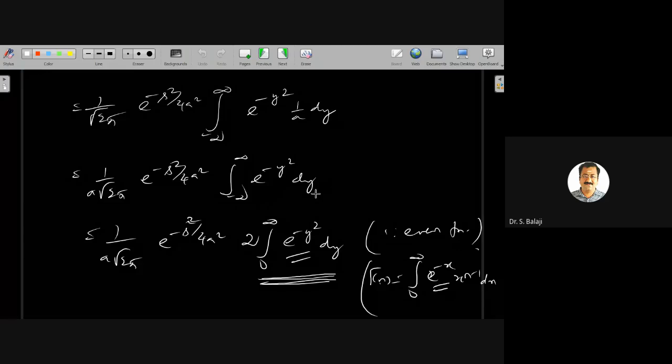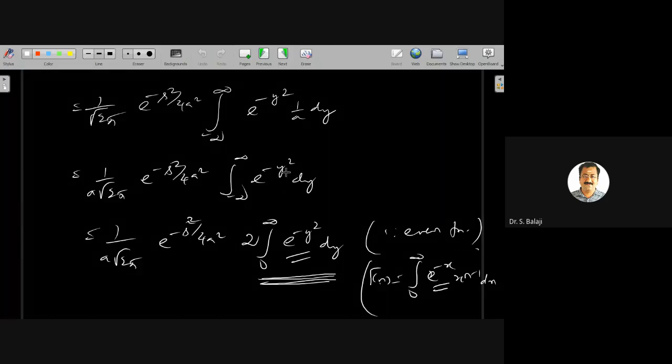Now you see this function is an even function. If you replace y by minus y, you get the same function. So you can write this as 2 into the integral from 0 to infinity of e power minus y square dy. So we have 1 by a root of 2 pi e power minus s square by 4a square, 2 into 0 to infinity e power minus y square.